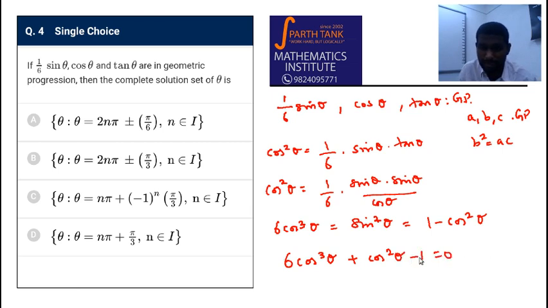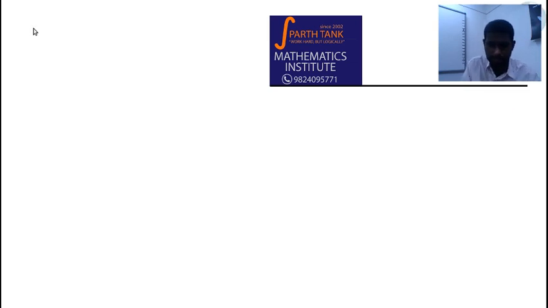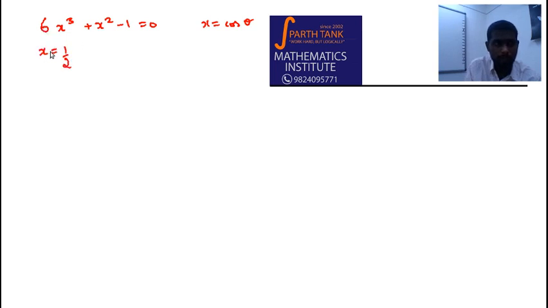Alright. Now it's a cubic equation. I know it may look a bit difficult to solve, but fortunately this equation is not so difficult to solve. All you have to do is find one root and then you can do synthetic division and find the other roots. Let us write the equation once more. Let us say it is 6x cubed plus x squared minus 1 is 0, where x is cos theta. Now, to find one root, you can guess that x is 1 by 2 is a root here.